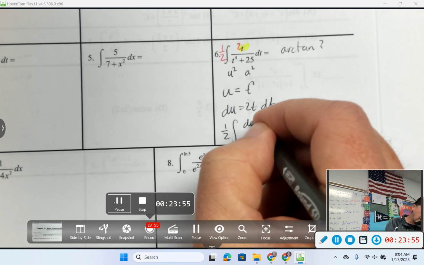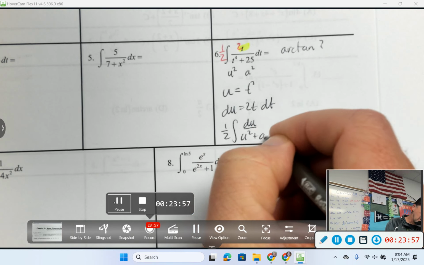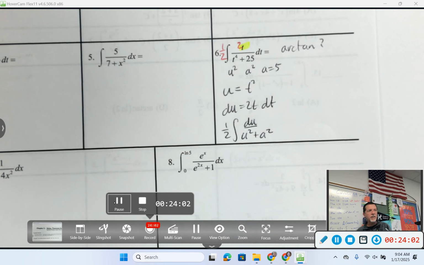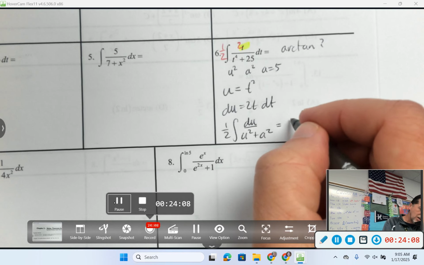And so now I've got, as long as I say a is 5, that's definitely arctangent. And I can answer the arctangent with u's and a's because I've said what u and a are.